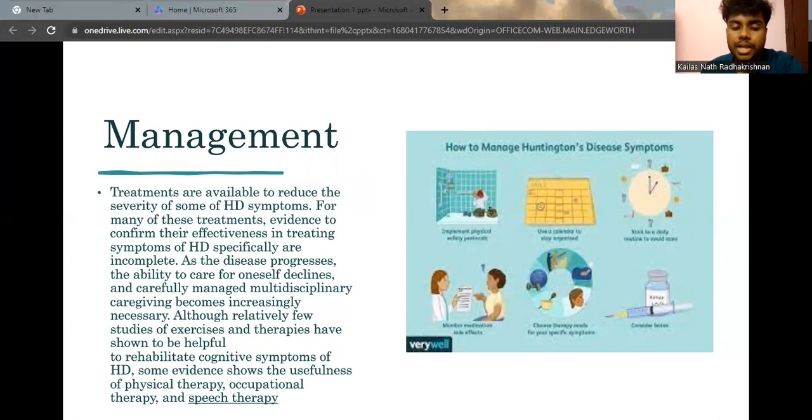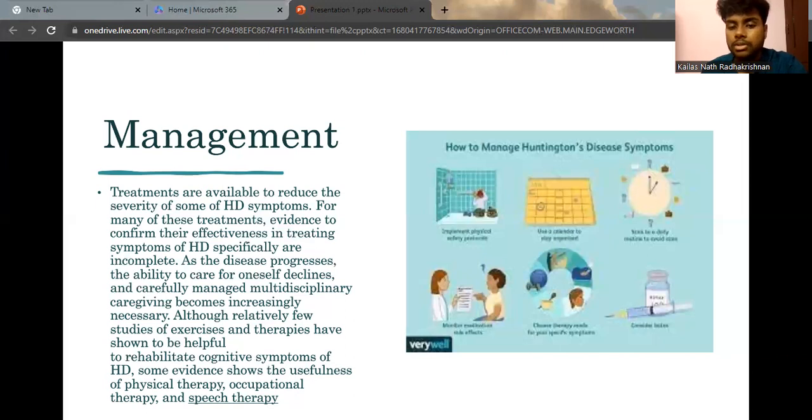Relatively few studies of exercises and therapies have shown to be helpful to rehabilitate cognitive symptoms of Huntington disease, and some evidence shows the usefulness of physical therapy, occupational therapy, and also speech therapy. Weight loss and problems in eating due to dysphagia and other muscle discoordination are common, making nutrition management increasingly important as the disease advances.